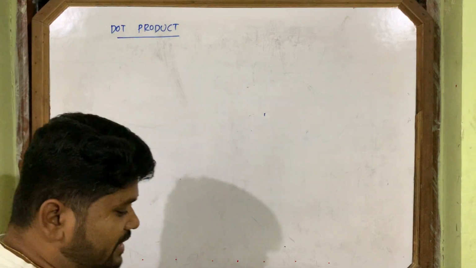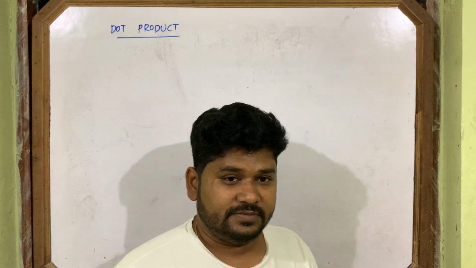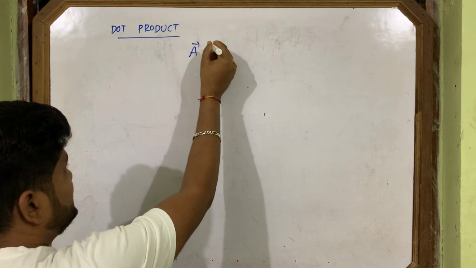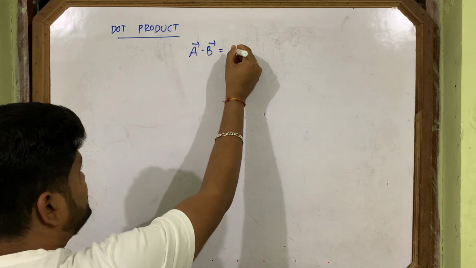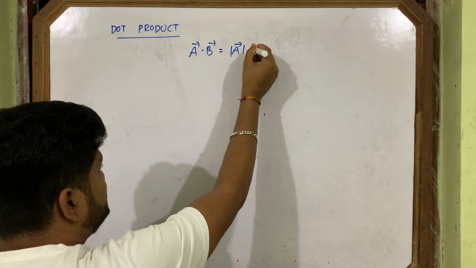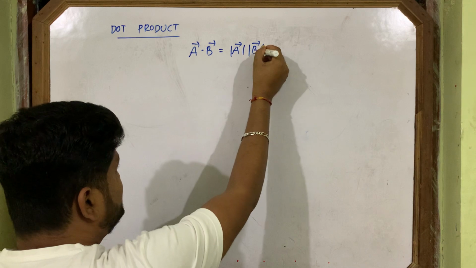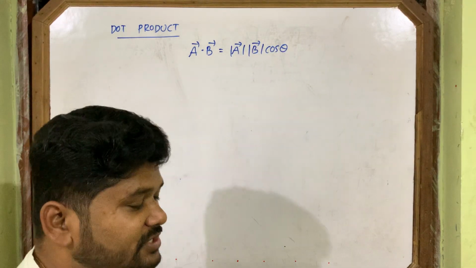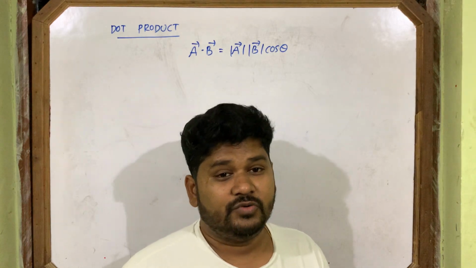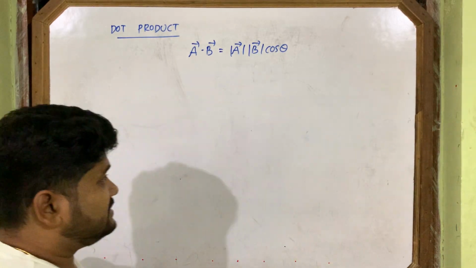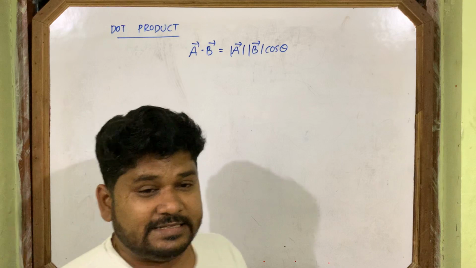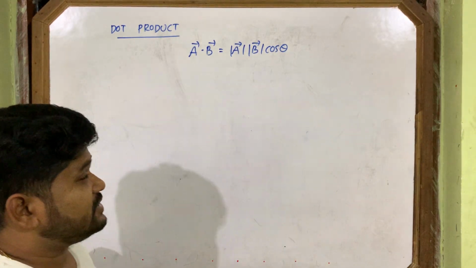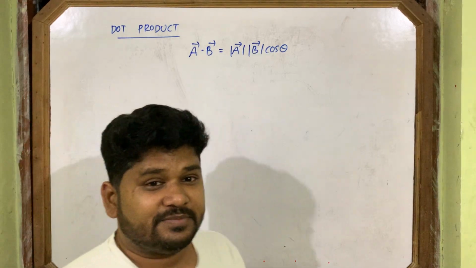How do we multiply two vectors? By the dot symbol. So A vector dot B vector is equal to mod A mod B cos theta. This is the dot product formula of two vectors. Let's understand this formula first. Where does this formula come from, and what is the physical interpretation of this?